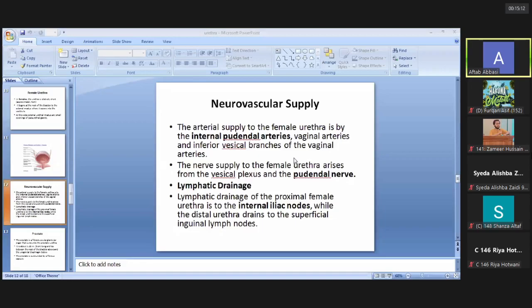The nerve supply of the female urethra arises from the vesical plexus and the pudendal nerve. The vesical plexus again contains sympathetic fibers, parasympathetic fibers, and visceral afferent fibers. The lymphatic drainage of the proximal part of the female urethra is by the internal iliac group of lymph nodes, while the distal part is drained by the inguinal group, especially the superficial inguinal group. So the lymphatic drainage is the same as that of the male urethra, because the proximal part drains into the internal iliac group and the distal part drains into the inguinal group of lymph nodes.